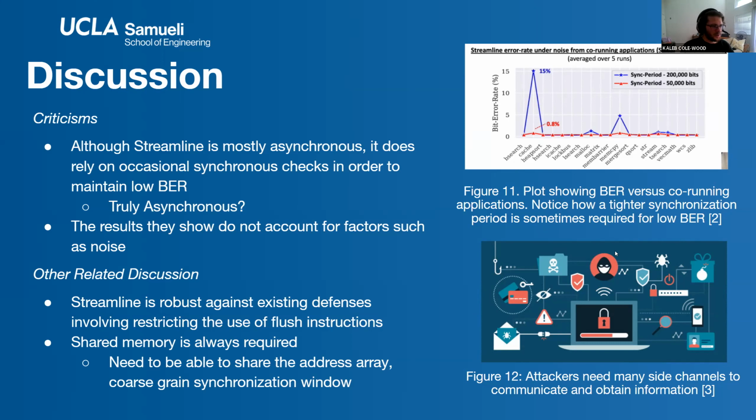Obviously, Streamline is robust against existing defenses because most of the state-of-the-art methods use flush instructions, and common defenses would be to limit the use of these flush instructions. But since Streamline does not use flush, it's not effective against Streamline. And another note is that shared memory is always required for these attacks. For instance, we need to share the address array that the sender and receiver follow, as well as the coarse grain synchronization window. So this goes back to the point where attackers will always have these other side channels to communicate with.